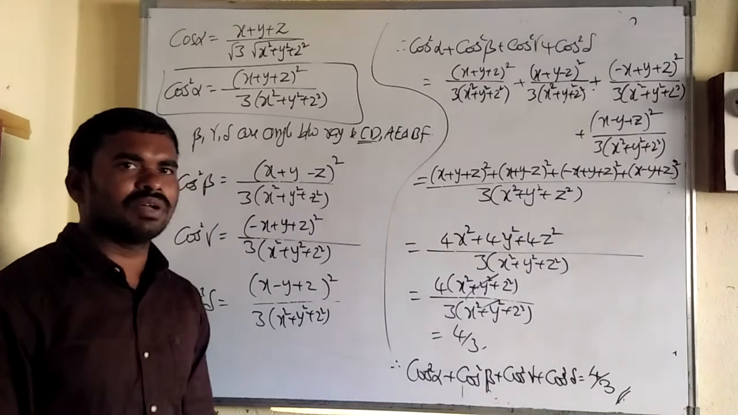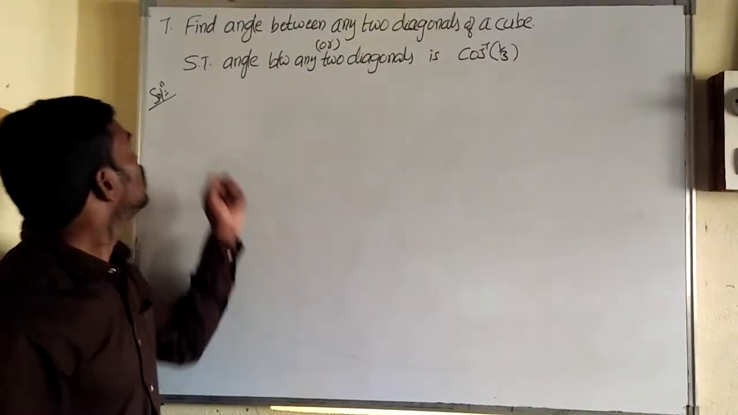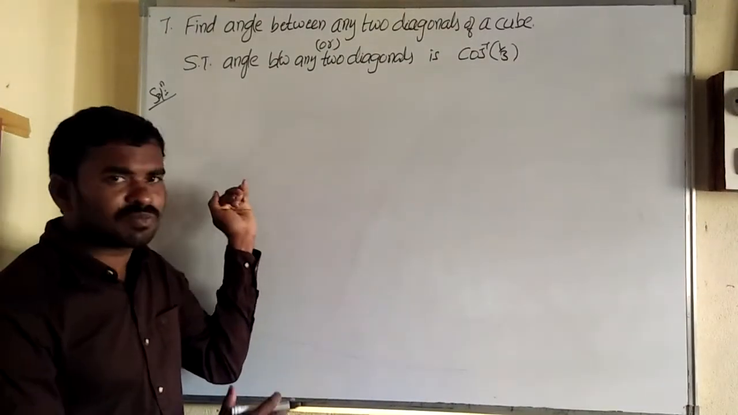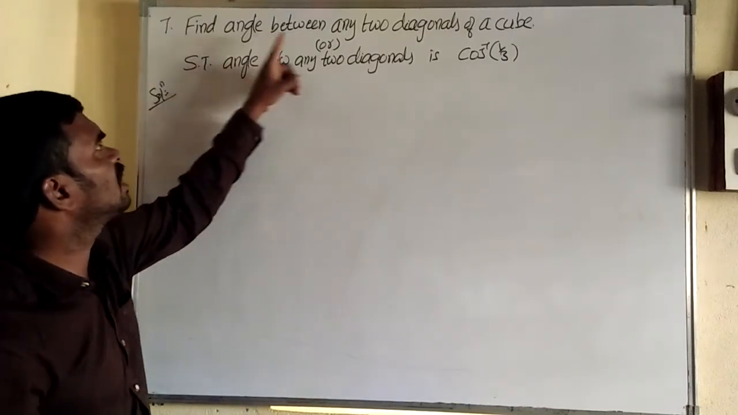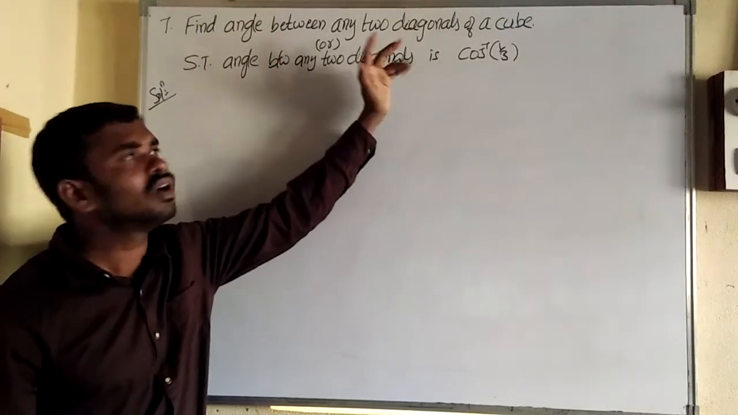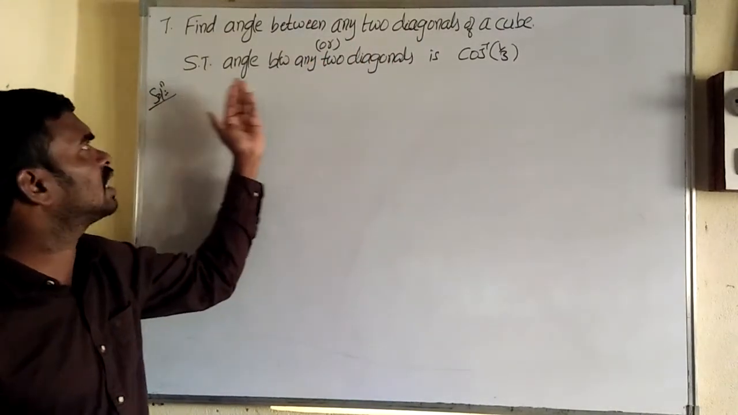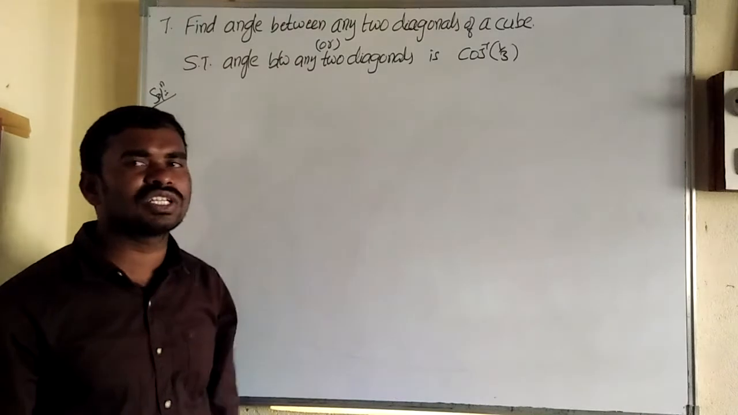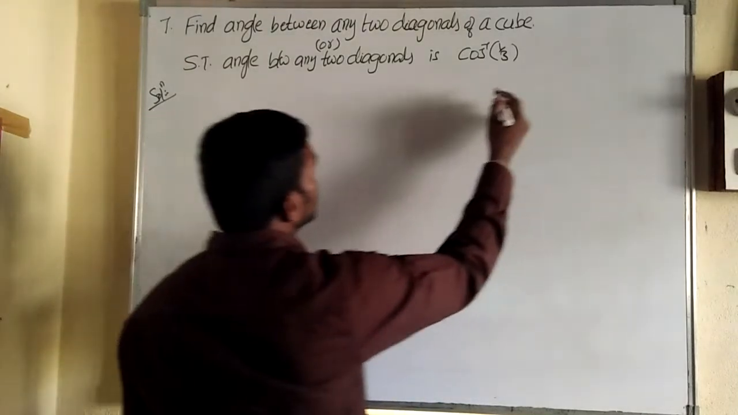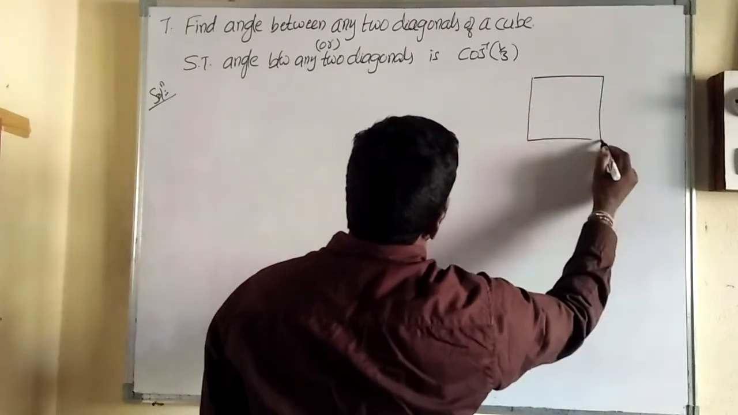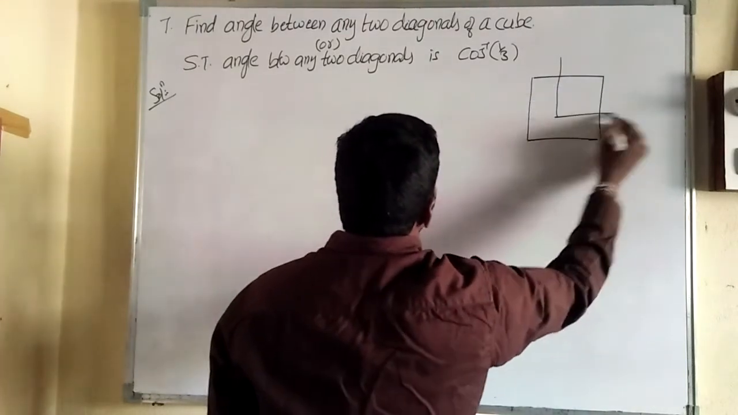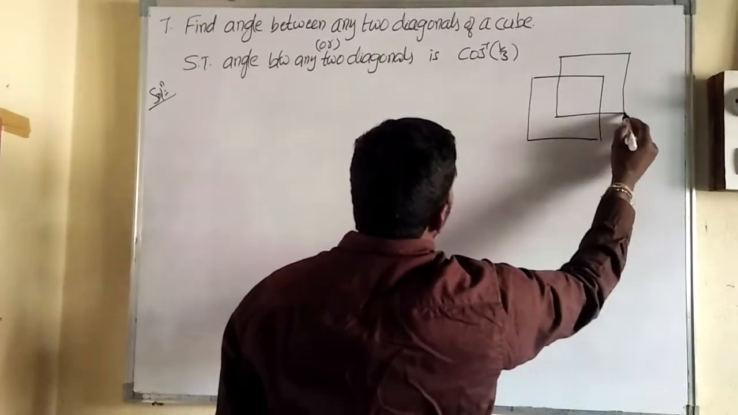Let's go to the next problem. Next, the same type of problem. It is a very small problem, but the same thing. Question 7: find the angle between any two diagonals of a cube. Or it can be asked like: show that the angle between any two diagonals is cos inverse 1 by 3. Here also it is about a cube, so a cube formed by squares.